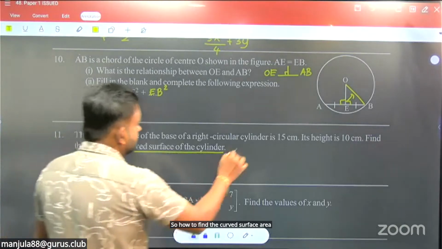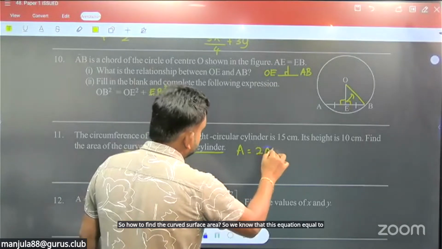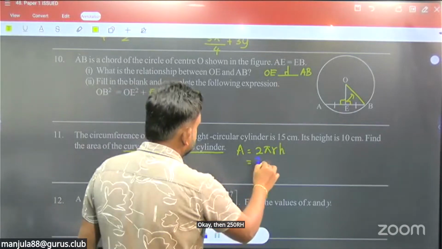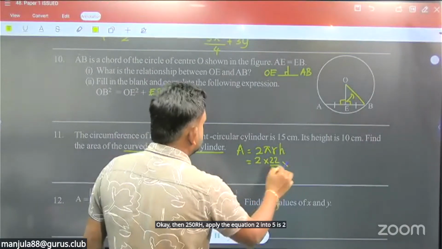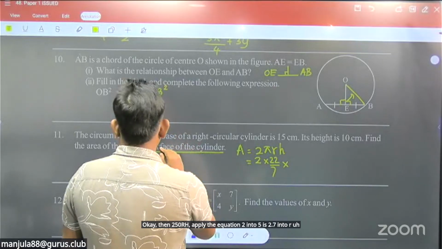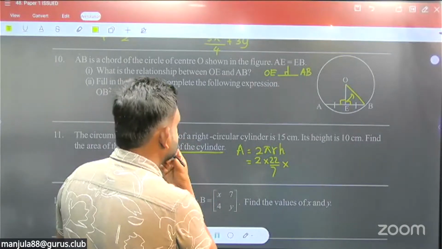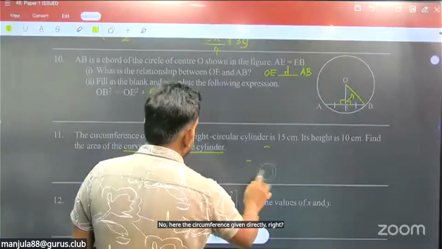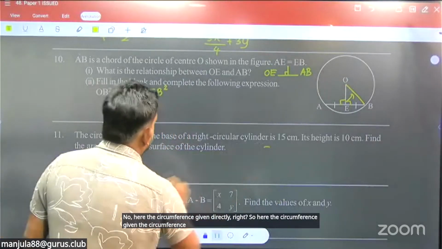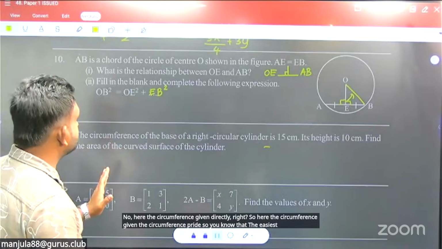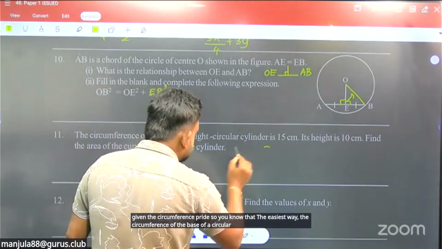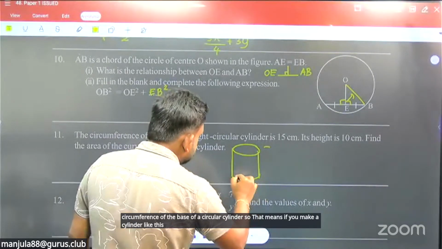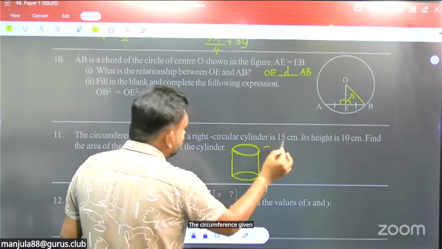So we know that this equation, A equals 2πRH. Then 2πRH, apply the equation. 2 into π is 22 upon 7 into R. No, here the circumference is given directly, right. So here the circumference is given, so you know the easiest way. The circumference of the base of a circular cylinder: if you make a cylinder like this, this length is given as 15.